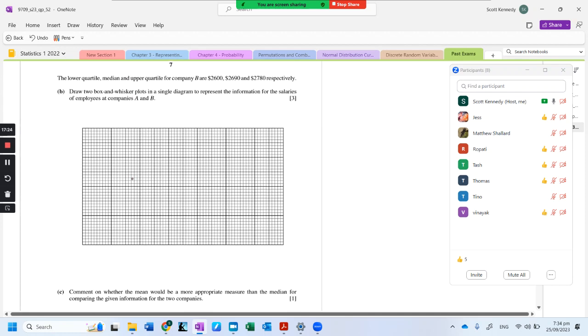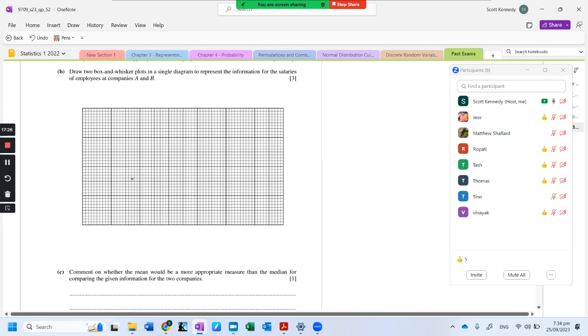Yep. And just think carefully about your scale on this. So I will say what I did for the scale. I started on 2,400, and I just went up 100 each time. All right, like that. That was my scale.